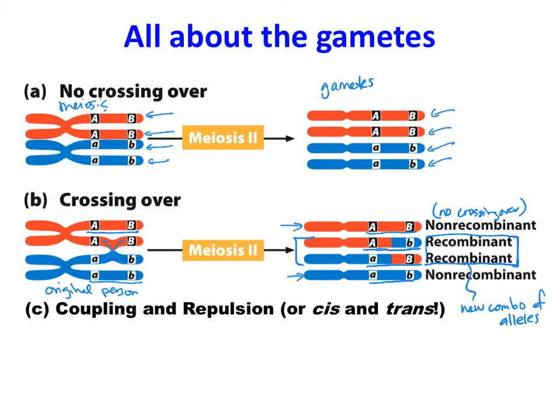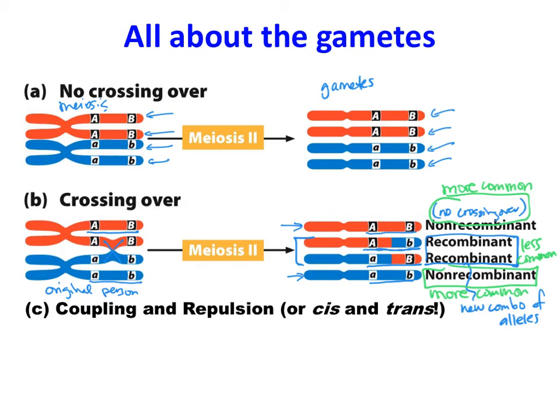Which one of these will be more common? Well, the most common is to have no crossing over. So it's going to be more common for us to have these non-recombinant gametes. It's going to be less common to have recombination occur.